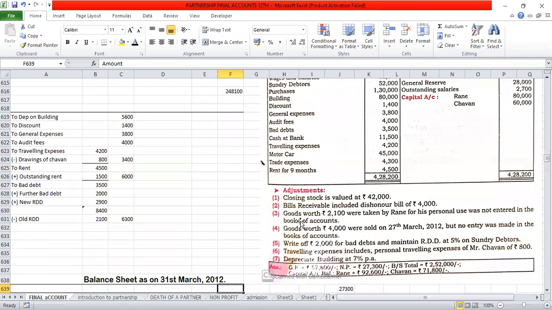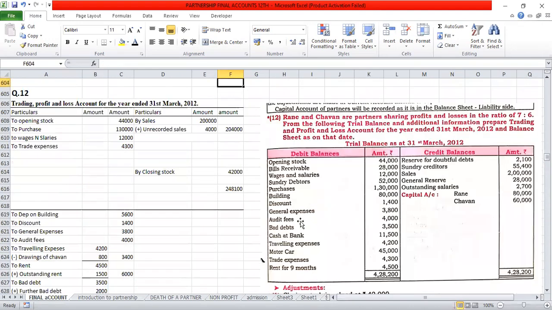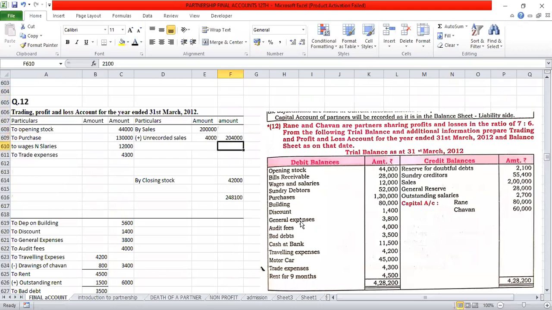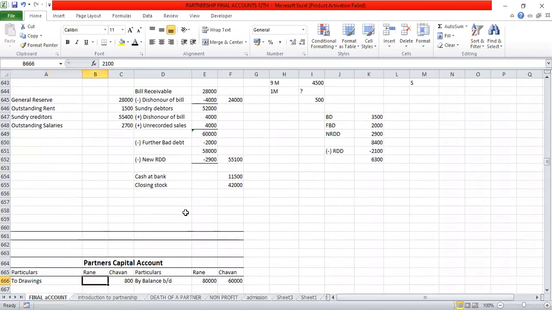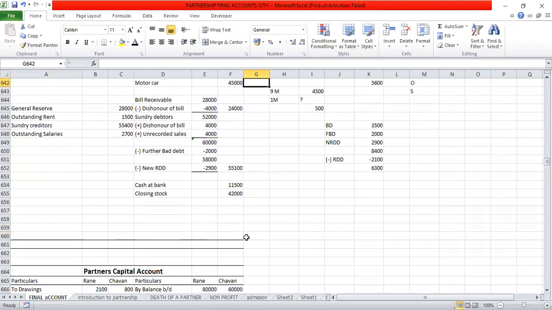That is called goods withdrawn by the partner for personal use. All goods-related entries, where should we record? Trading account, credit side. This is taken by the partner, therefore trading account credit side, goods withdrawn by Rane, 2,100. That is known as drawings. Come to the capital account and write drawings in Rane's column, 2,100. Understood? Yes, sir.